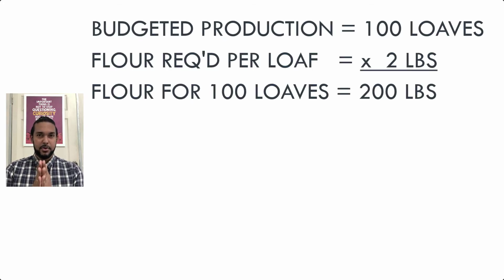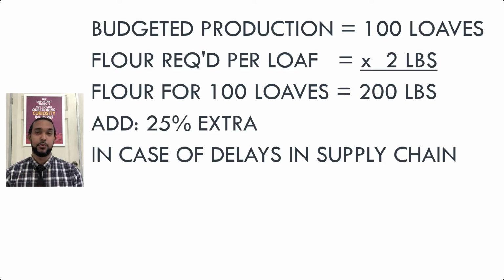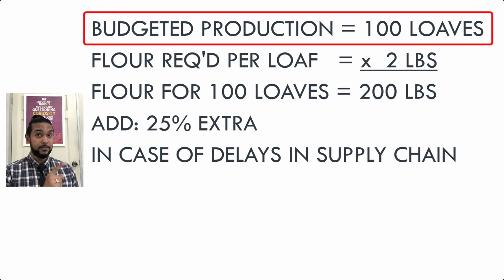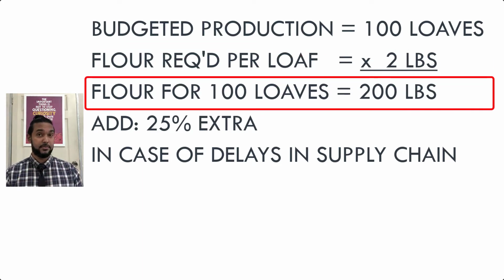So let's say you are being prudent and you said, hey, I need these 200 pounds of flour and I want to get 25% extra in case I can't get to the grocery on time or in case the deliveries are running late. So again, we want to make 100 loaves. We're going to take 2 pounds of flour per loaf. So 100 by 2 gives us 200 pounds of flour.